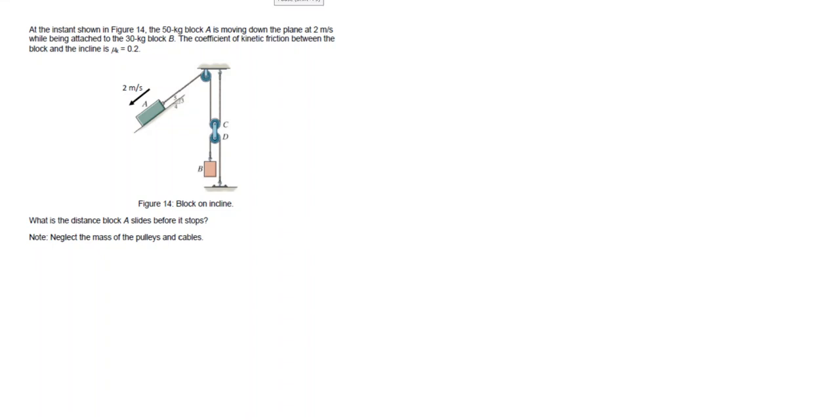Hi everyone. At the instant shown in the figure, the 50 kilogram block at A is moving down the plane at 2 meters per second. So the velocity is just 2 meters per second, and it is attached to another block at B. The weight of block B is 30 kilograms.